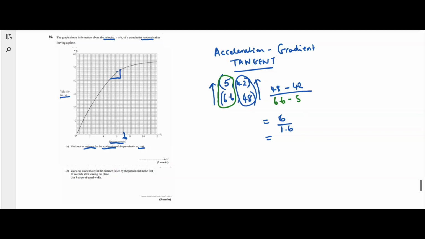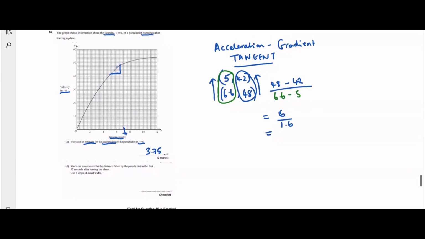So my answer that I've got is 3.75, so I'd imagine they'd give you a range of anywhere between, I don't know, 3.5 and 3.9 or something like that. So as long as your answer falls within that range and you have a tangent correctly drawn, they will give you the mark there. So that's that for the acceleration.